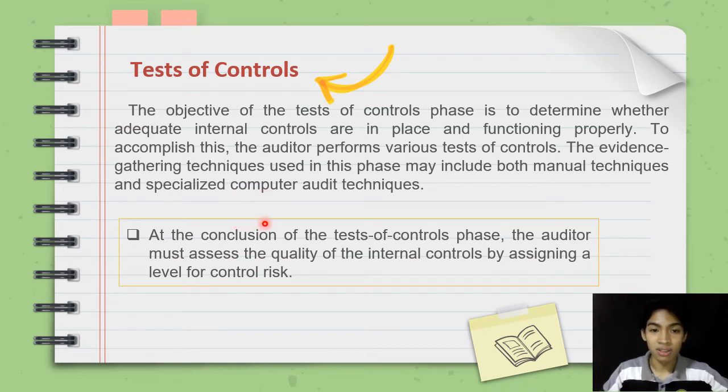At the conclusion of the test of controls phase, the auditor must assess the quality of the internal controls by assigning a level for control risk. As we have discussed earlier, the degree of reliance that the auditor can ascribe to internal controls will affect the nature and extent of substantive testing that needs to be performed.